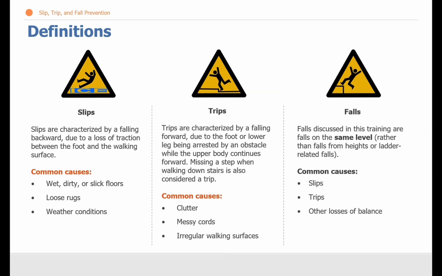And then falls, this is going to be basically the same level for this training. It's going to have a cause of slips, trips, or other losses of balance. So you can slip or trip, and that can cause you to fall.